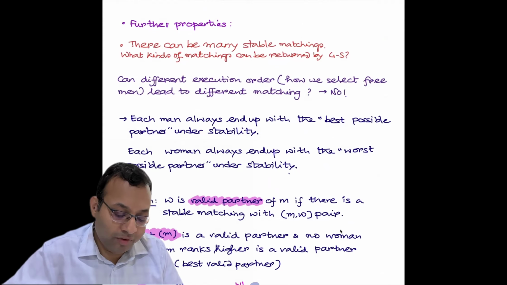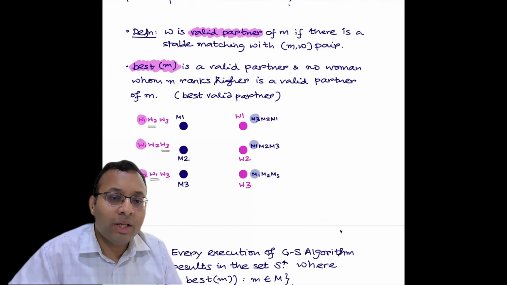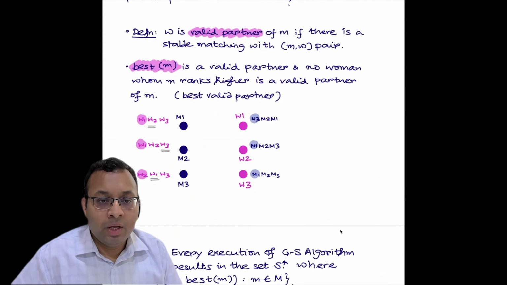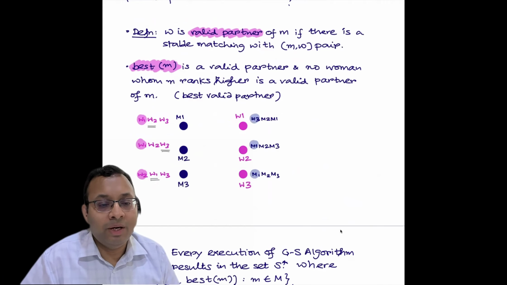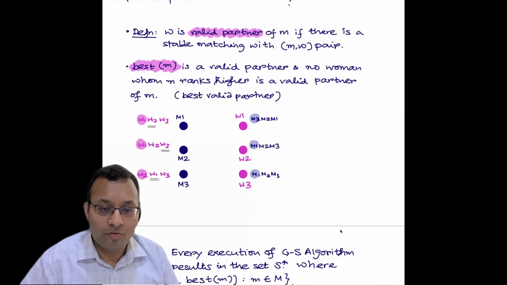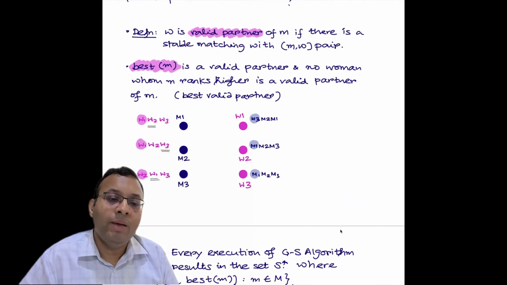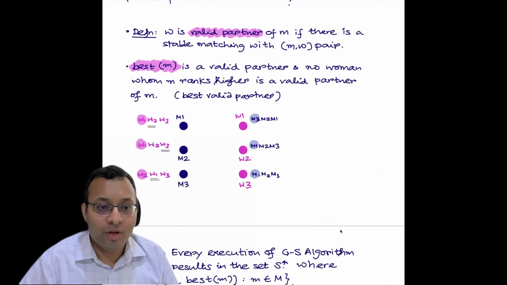So let us formally define what I mean. There are several stable matchings. W is a valid partner of M if there is some stable matching where M and W pair. And among all of them, the best partner of M is the valid partner of M such that no woman whom M ranks higher is a valid partner of M.